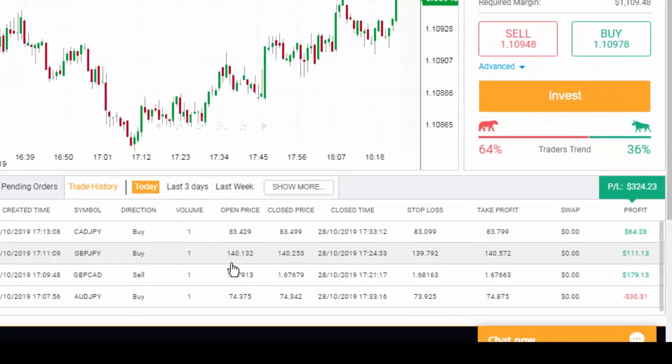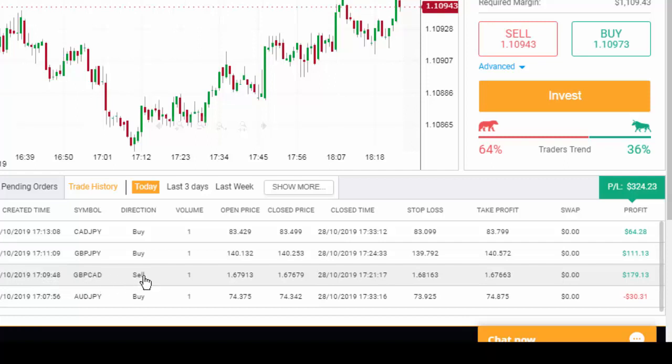Okay, the second trade is Great Britain pound, Japanese yen. It was a buy, with an open price of 140.132 and a close price of 140.253, and a profit of $111.13. The third one is GBP, Canadian dollar.